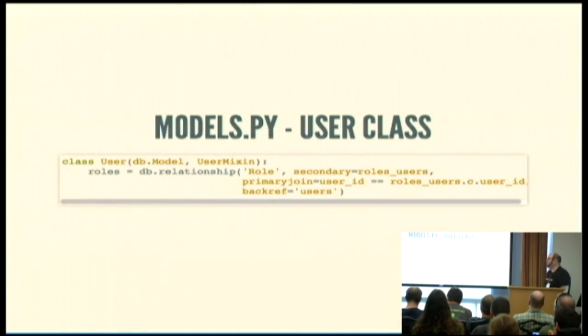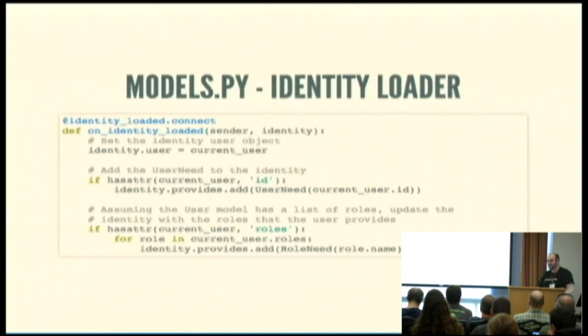And I'm going to make a change to my user class that adds a roles relationship to it. So I'm adding a relationship to role, basically telling it to use that secondary table to join on user ID against the role's user ID. And then on the roles, this backref will make it so that if I say role.user, it will give me all of the users that have that role. So it connects them both ways.